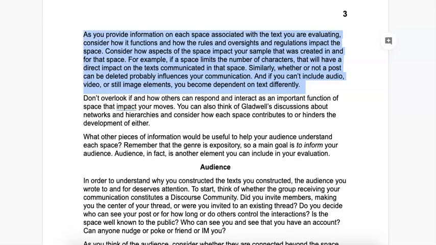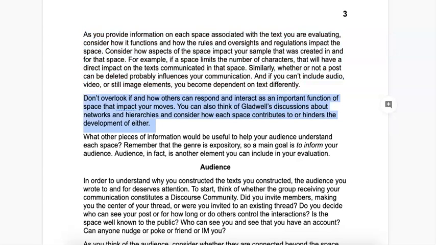For example, if a space limits the number of characters, that will have a direct impact on the text communicated in that space. Similarly, whether or not a post can be deleted probably influences your communication. And if you don't include audio, video, or still image elements, you become dependent on text differently. Don't overlook if and how others can respond and interact as an important function of the space that impacts your moves.